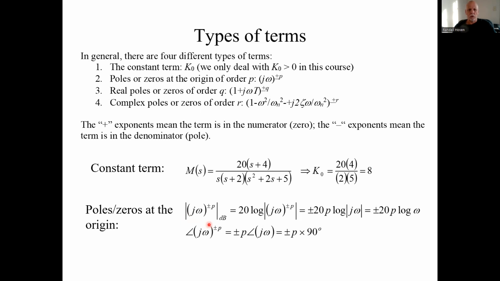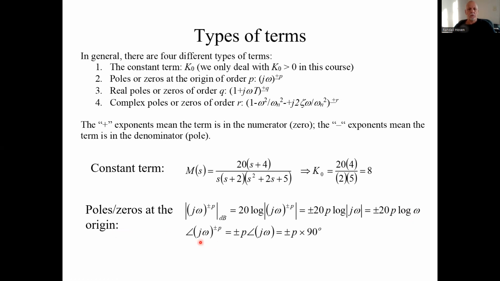Poles are zeros at the origin. Gain is just this thing. So that ultimately is just the log of omega times 20, plus if it's in the numerator, minus in the denominator, and P is how big the power is. So that's linear. That's going to be linear in frequency on a log scale, right?